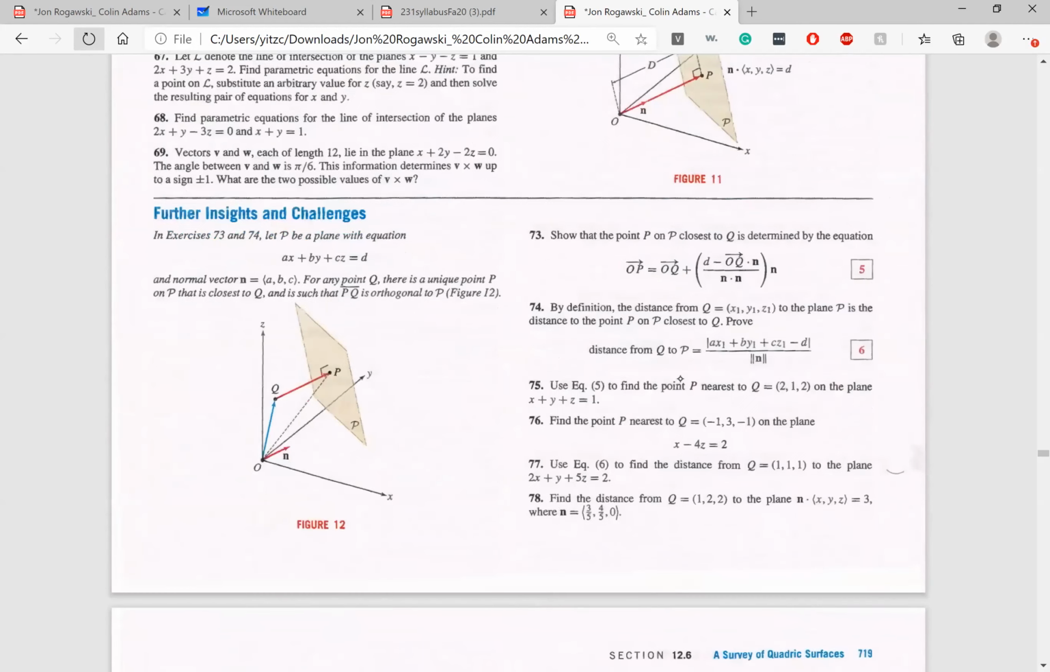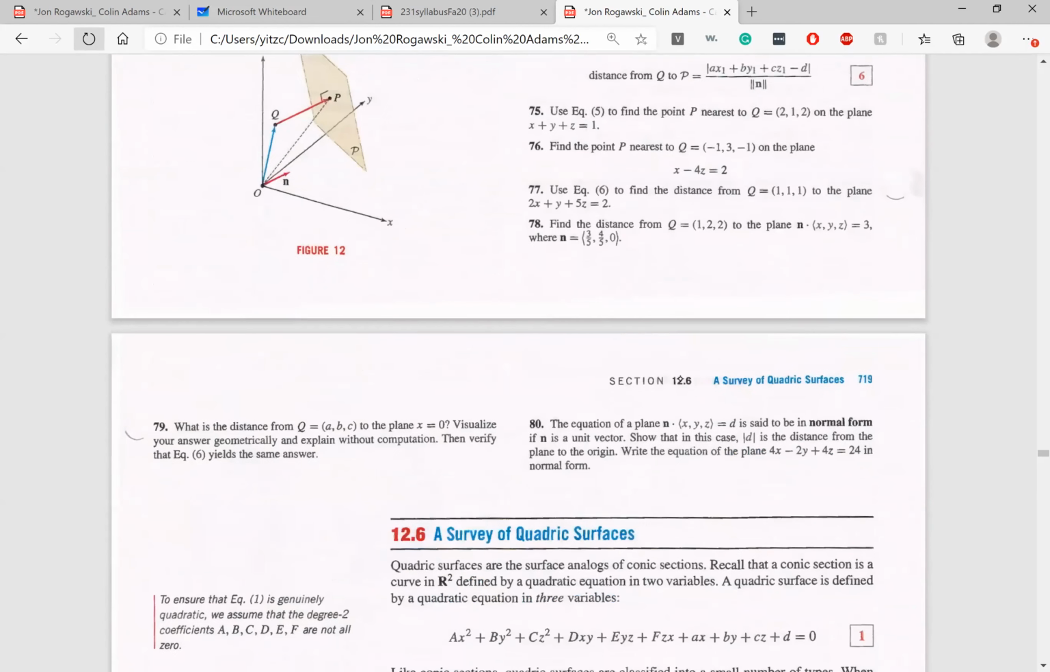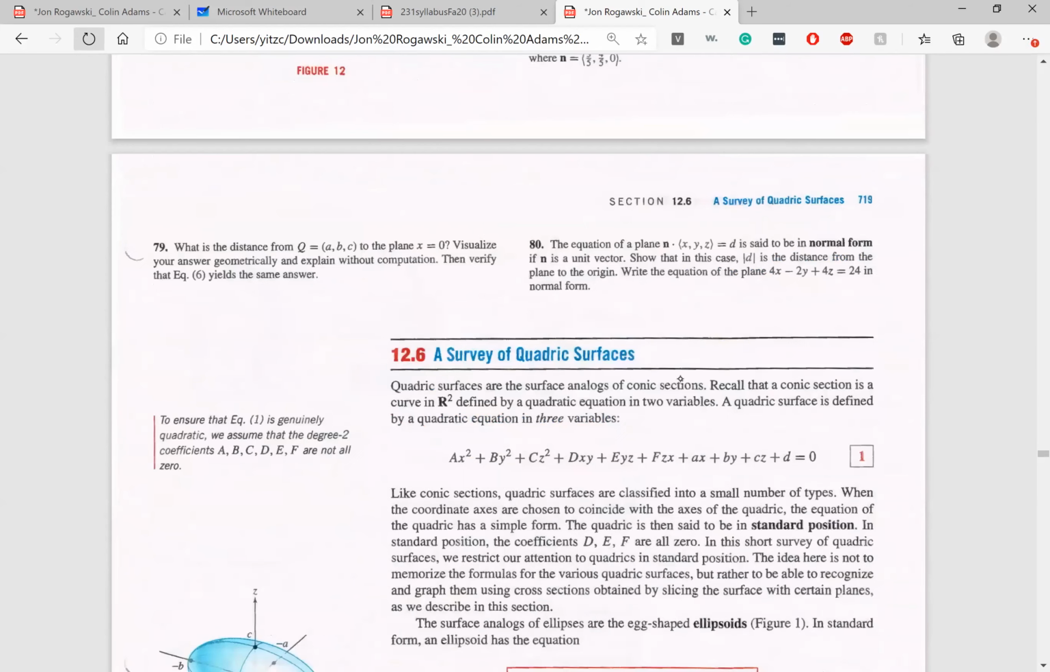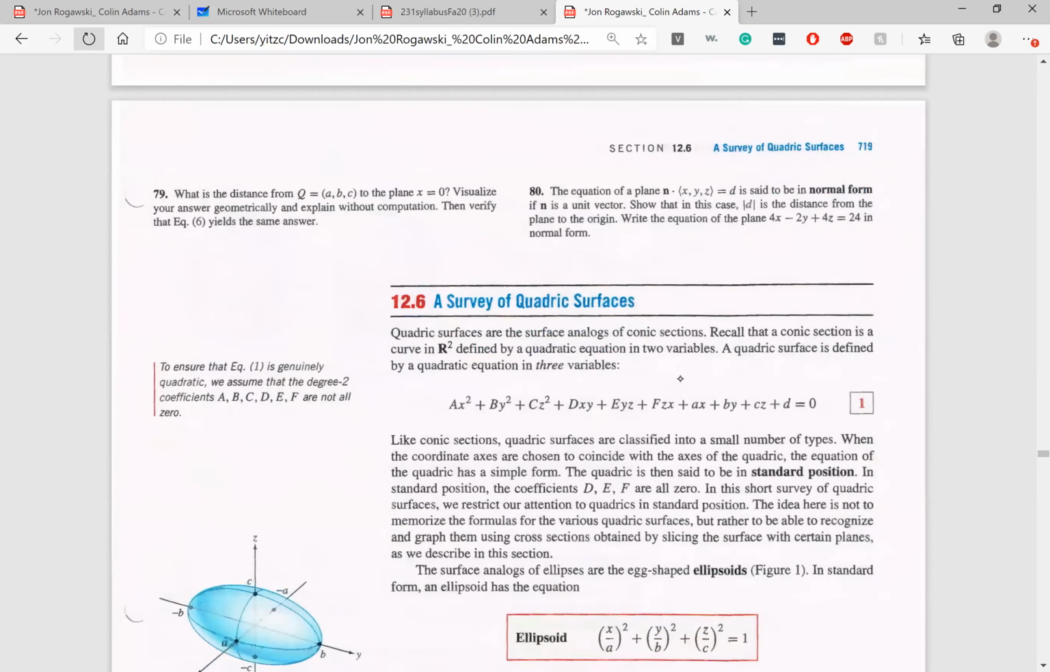Okay, if there aren't any questions, then next time we will continue with quadratic surfaces, but we will stop here.